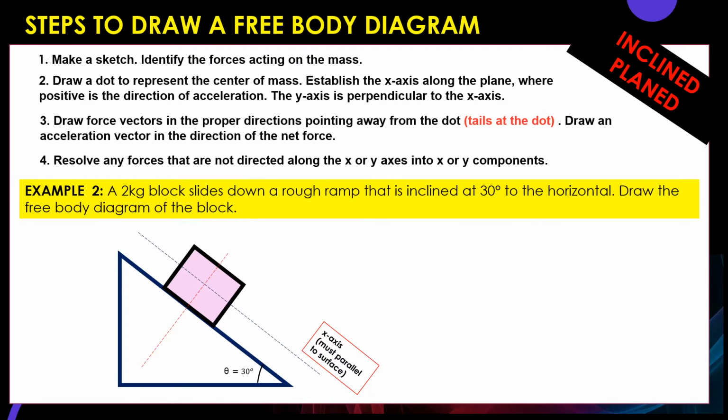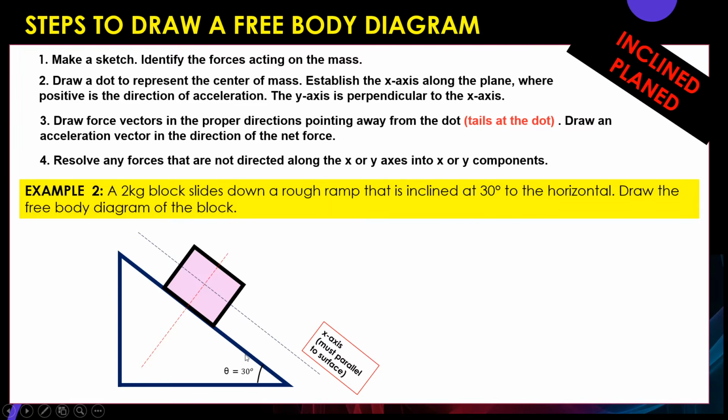Okay, so now let's practice the second example. We have a 2 kg block that slides down a rough ramp that is inclined at 30 degree to the horizontal. So this is the angle of the inclined ramp. Draw the free body diagram of the block. Okay, so as usual, look at here. I have the dotted blue line here, which represents the x-axis. Remember that the x-axis must always be parallel to the surface.